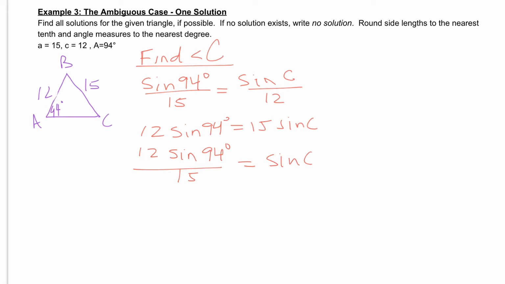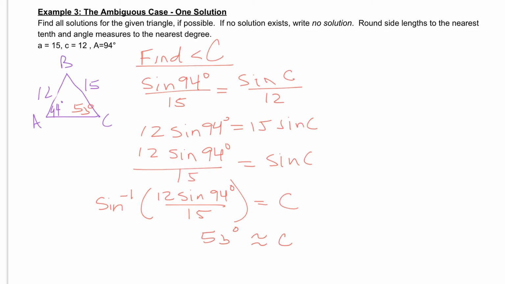And since I need C, I need to use my inverse function. So I'm going to take the sine inverse of all that, 12 sine of 94 degrees over 15, and that's going to give me C. So take a second now, pause it if you need to, and plug this whole thing into your calculator to make sure your answer matches up with the answer I'm going to give you. Rounding to the nearest degree, if you plug this in correctly, you should get 53 degrees. So I'm going to write that down in my triangle. This is 53 degrees.